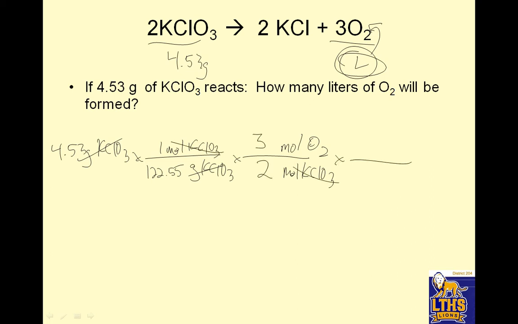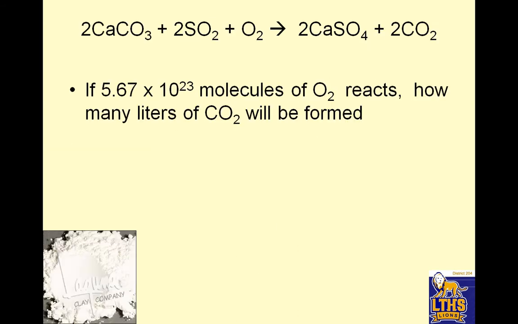So that gets rid of my moles of KClO3. Now I need moles of O2, and I want to go into liters of O2. And I need this to be equal: 1 mole of O2 equals 22.4 liters of O2. And I'll go to my periodic table. 4.53 divided by 122.55 times 3 divided by 2 times 22.4 is 1.24 liters of O2. Not bad. You see how the only difference is we're switching coefficients in there.